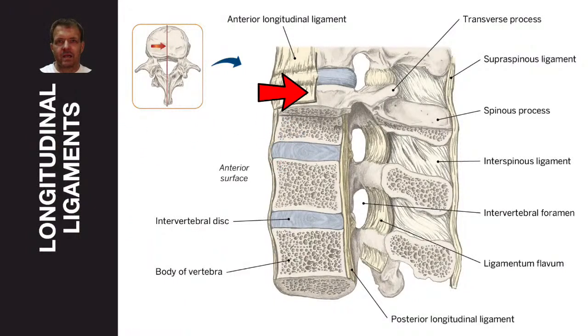If we go back to this image again, so we've had a look at this one. This is the anterior longitudinal. This one's probably the hardest one to get your head around and where it is. This one here. So this is the posterior longitudinal ligament. So we have one at the front. We've also got one at the back.